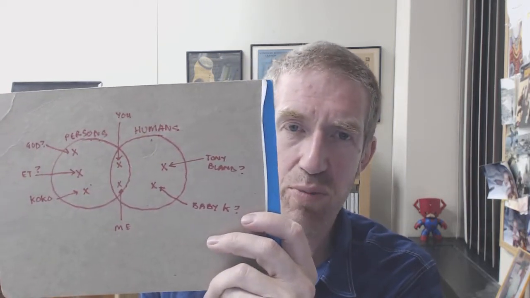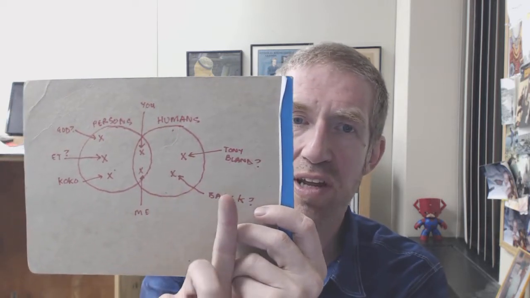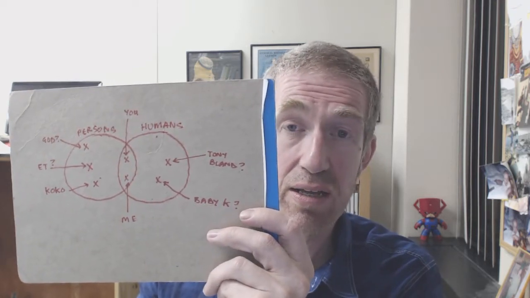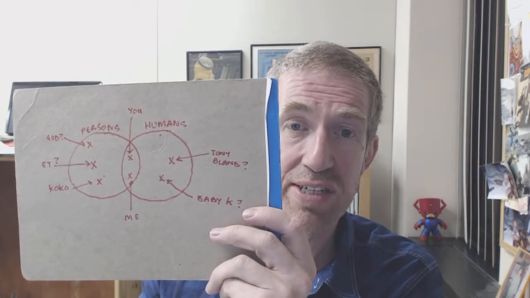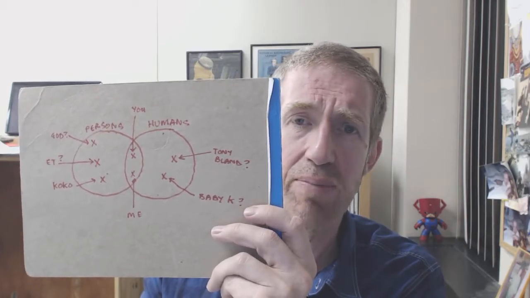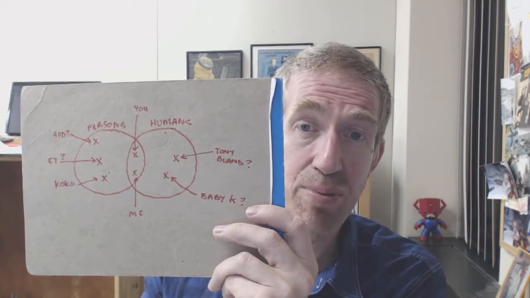Well, Singer talks more about that later. Baby K was an anencephalic baby whose parents insisted that he be kept alive. I think it might have been a she, I can't remember. Now, anencephalic means lacking a brain.